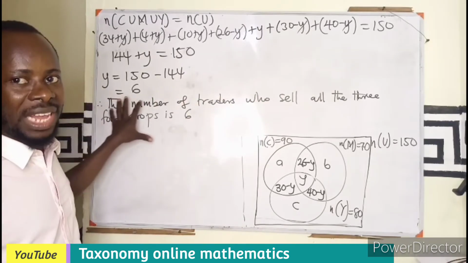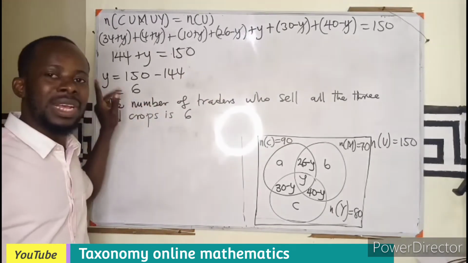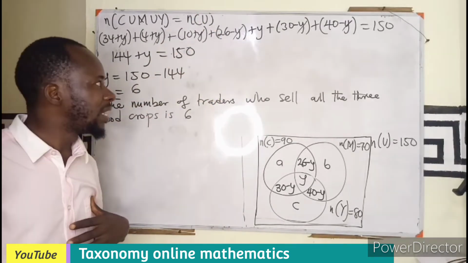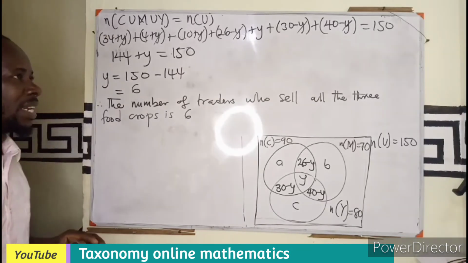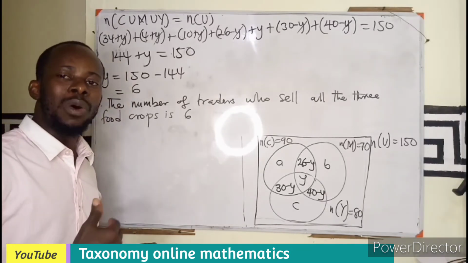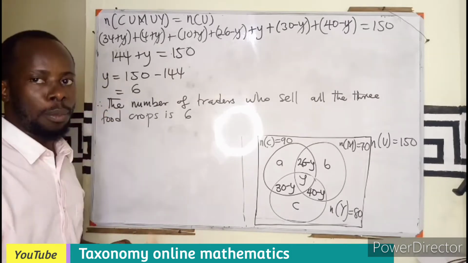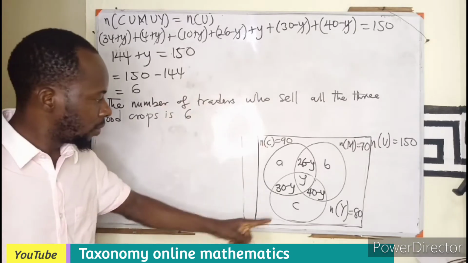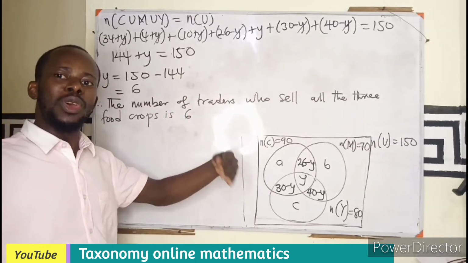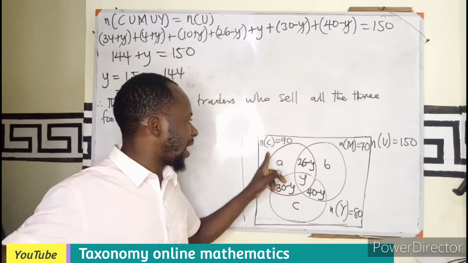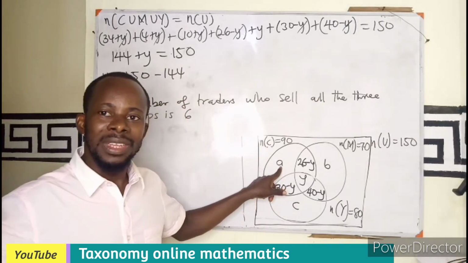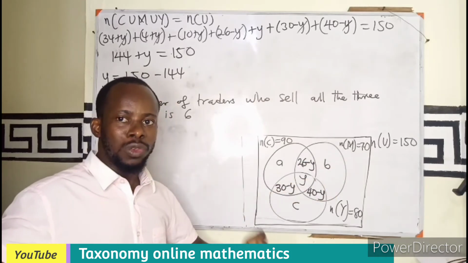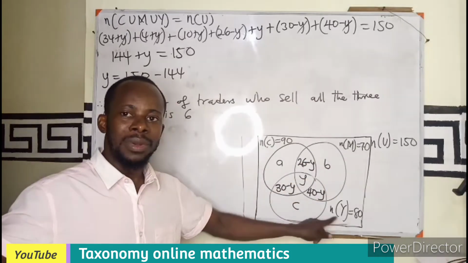This is what we present the answer to be, because we are the one who used the y in the calculation. Alright, that's the first part. The second part is that we have to find the number of traders who sell only 1 food crop. Only 1 food crop. How many sell only maize? A. How many of them sell only maize, cassava? Those who sell only cassava is A. Those who sell only maize is B. And those who sell only yam is C.